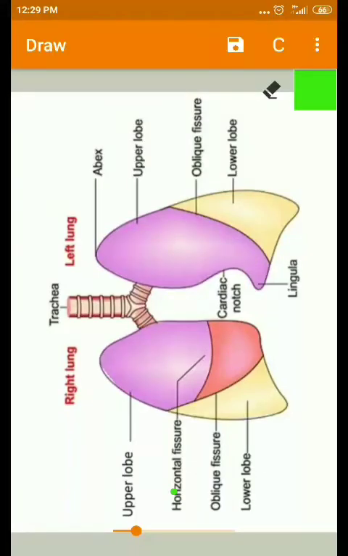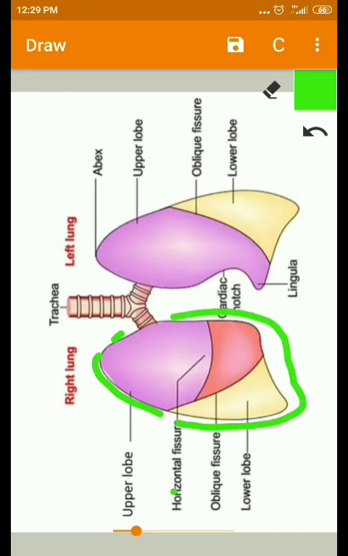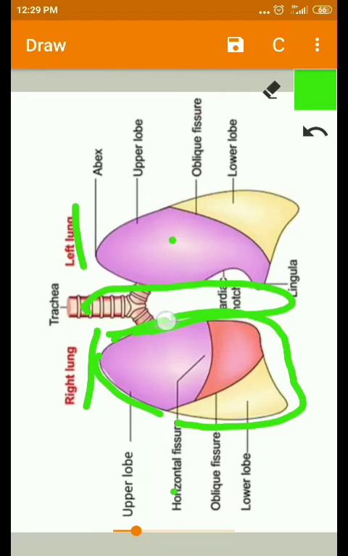Dear students, welcome back. Now we are going to see the anatomy of the lungs. The lungs are a pair of respiratory organs which are situated in the thoracic cavity, and each lung is invaginated into the corresponding pleural cavity. It has a right lung and a left lung, and these are separated by a space present in between them, called the mediastinum.